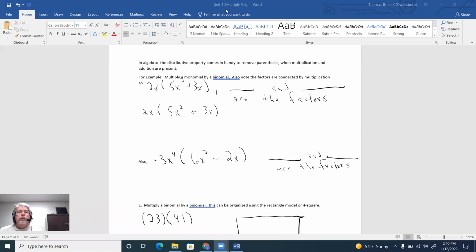So now we're going to get into algebra, which means we're going to start working with these monomials and polynomials and binomials and trinomials and all those fun words. So in algebra, again, the distributive property comes in handy because it allows us to sometimes remove parentheses when we couldn't do it otherwise. So when multiplication and addition are present, this can be possible to remove parentheses.